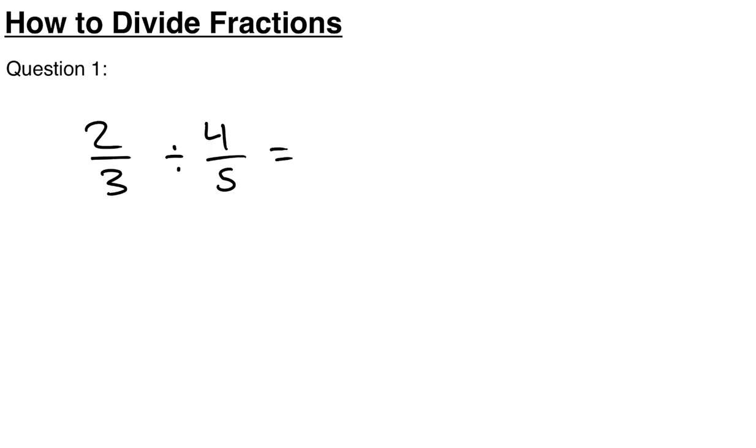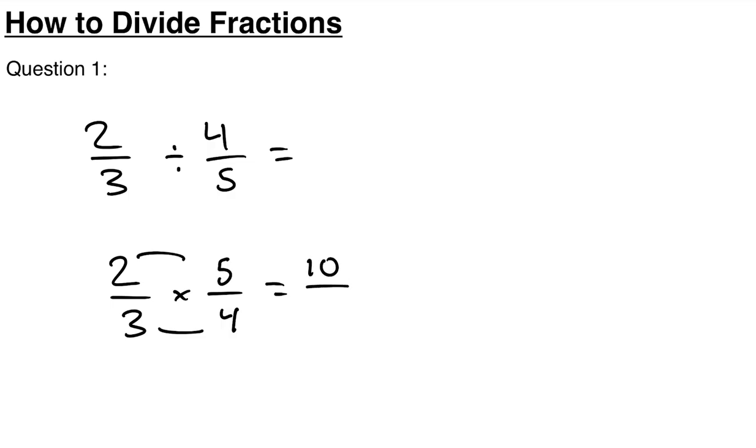And that rule basically states that we're going to keep the first fraction the same, so it's going to stay 2 over 3. We're going to change the sign, so instead of division, we're going to multiply, and then we're going to flip the second fraction. So instead of 4 over 5, we're going to have 5 over 4. And so then you simply multiply the numerators and you multiply the denominators. So 2 times 5 is equal to 10.